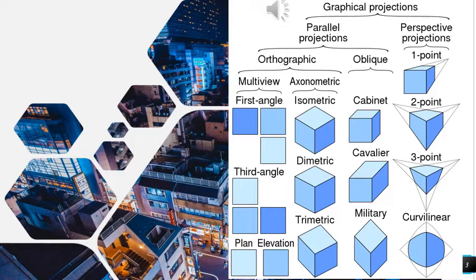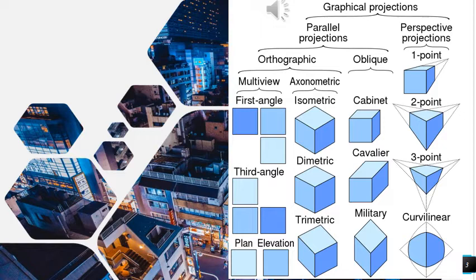So when we create that object, the proportion of the object must be the same as what we desire to have. There are two basic types of projections which we have already discussed. One is parallel projection, and the second one is perspective projection. Over here, on the right, we have perspective projection.